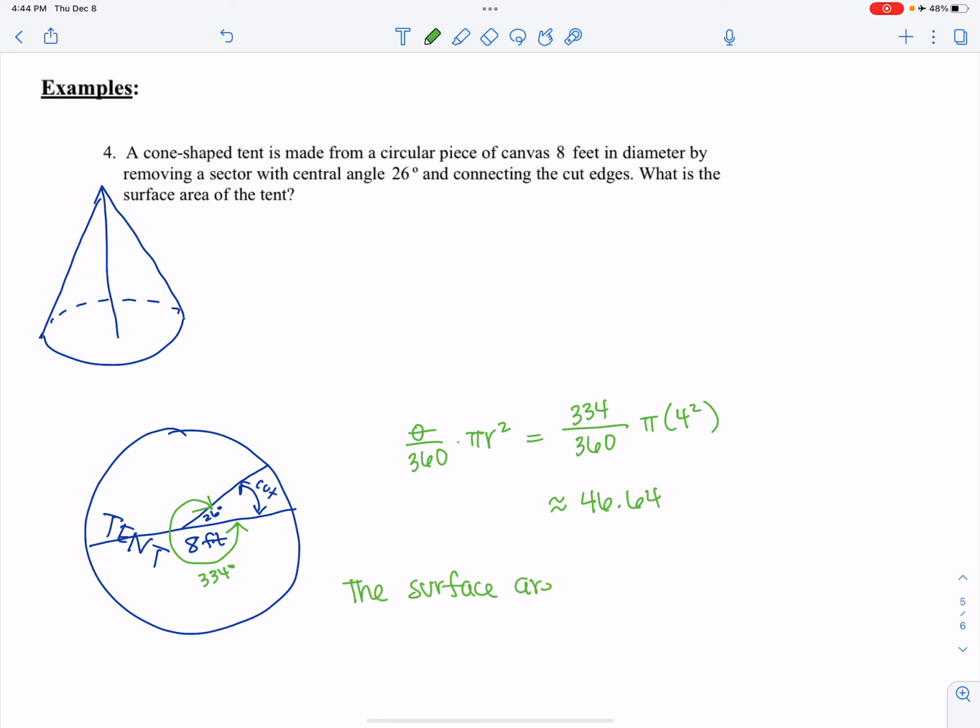So the surface area of the tent is about 46.64 feet squared.